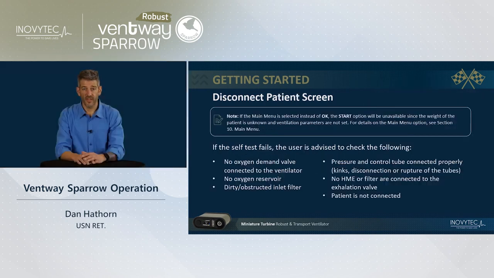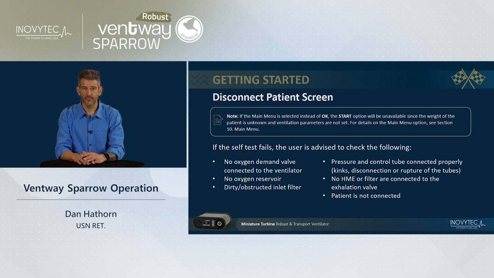If the self-test fails, the user is advised to check the following: that there's no oxygen demand valve connected to the ventilator, there's no oxygen reservoir, check to see if you have a dirty or obstructed inlet filter, check for pressure and control tube connected properly, make sure there's no kinks or disconnections or ruptures of the tubes, check if there's no HME or filter, if they are connected to the exhalation valve, check to make sure the patient is not connected.